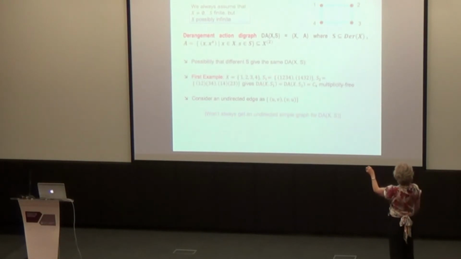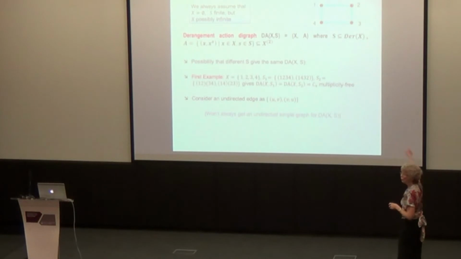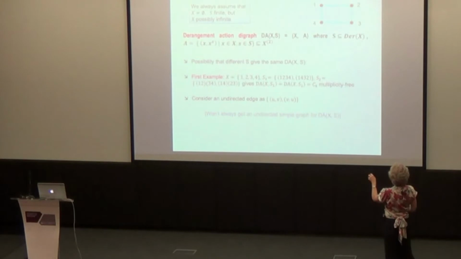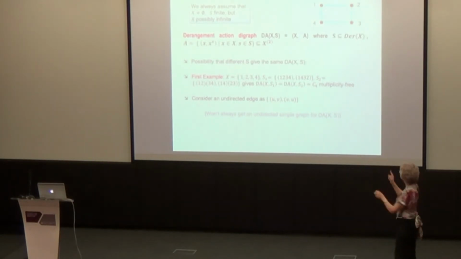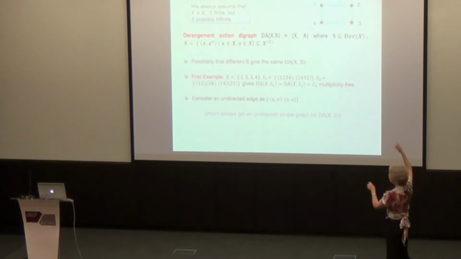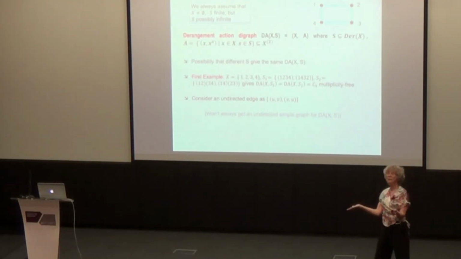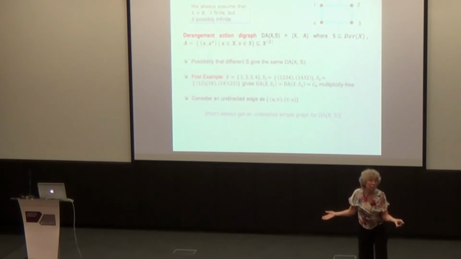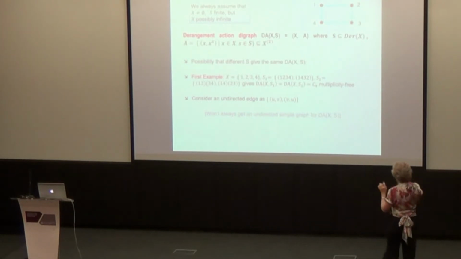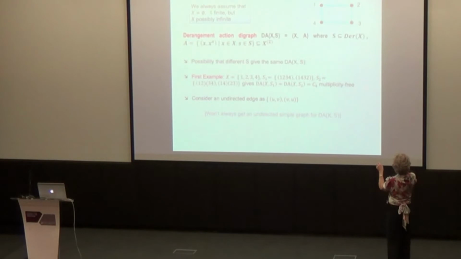So if I take S1 to be the two cycles, 1, 2, 3, 4 and 1, 4, 3, 2, I will get that graph, right? Or if I take S2 to be these two double transpositions, the first one, 1, 2, 3, 4, will give me the horizontal edges, and the second one will give me the two vertical edges. And so those sets have got nothing to do with each other, but they give me the same graph. So that can happen. We don't care. Turns out this is multiplicity free.